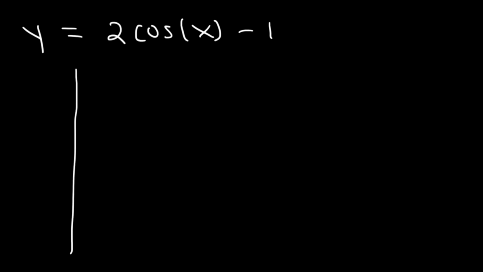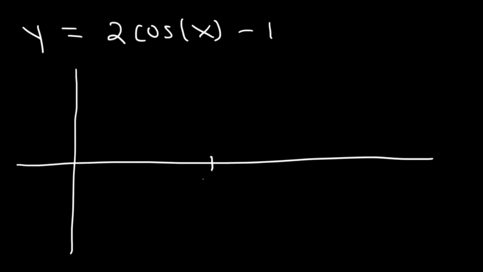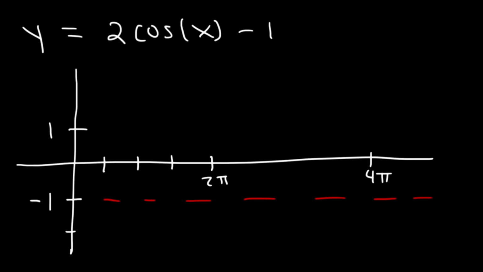Let's try another example. Let's graph 2 periods of 2 cosine x minus 1. So this is going to be 1 cycle and 2 cycle. But let's start with the first cycle. So the midline is at -1. Now the amplitude is 2. So we've got to go up 2 units and down 2 units.